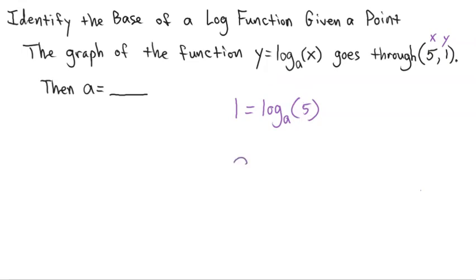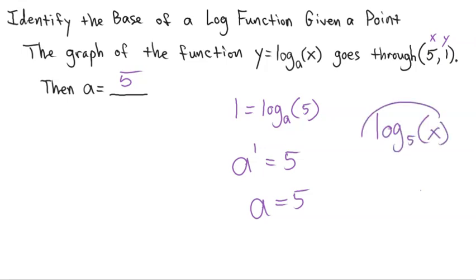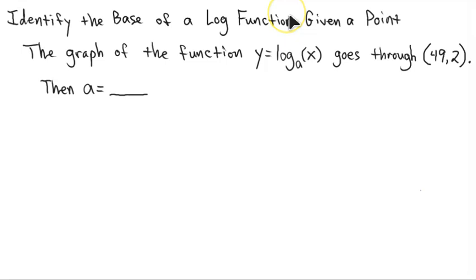So this is going to be a to the first power is equal to 5. Well, look at that. A to the first power is just a. So a equals 5. Therefore, a is equal to 5. And this is the graph of log base 5 of x. Log base 5 of x passes through the point 5, 1. Okay, let's try another one.